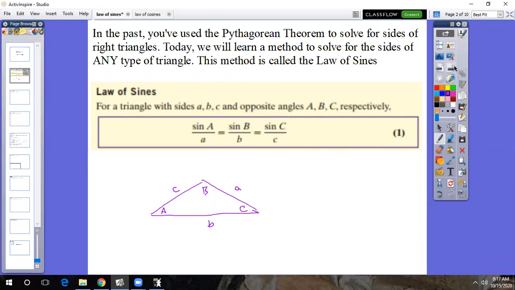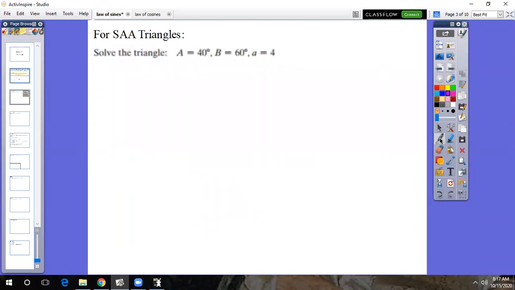So let's take a look at how we can use this to solve a triangle. First, one thing that I like to do is make sure that I draw myself a diagram so I have an idea of what this triangle looks like. Again, it's probably not to scale, but it'll give me an idea. So I have an angle A that's 40 degrees, and the opposite side a is 4. Angle B is 60 degrees. If angle A is 40 degrees and angle B is 60 degrees, then angle C would have to be 80 degrees because all the angles in a triangle add up to 180.